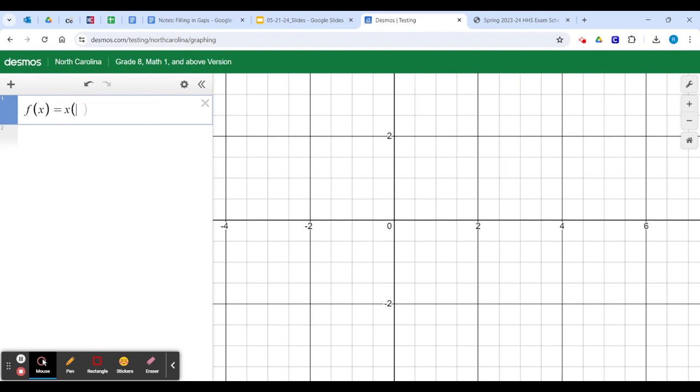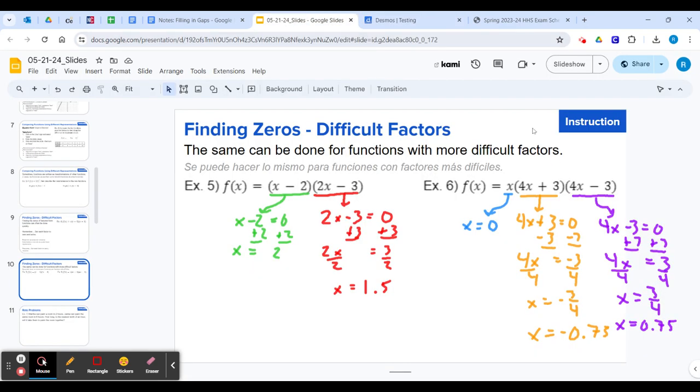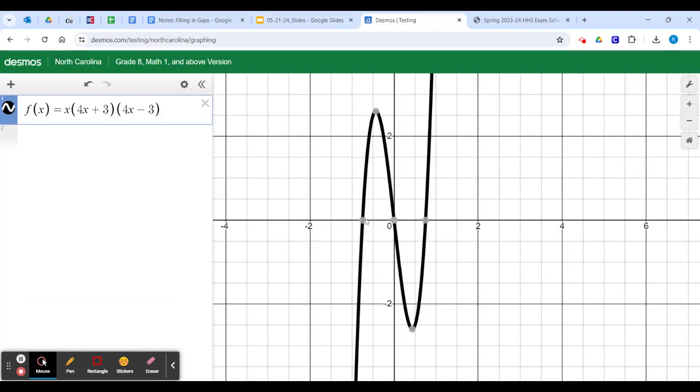So I just want to graph to check it real quick. We have x, 4x plus 3, 4x minus 3. Double check, make sure I did that right. 4x plus 3, 4x minus 3. So we have zeros at negative 0.75, 0, and positive 0.75.